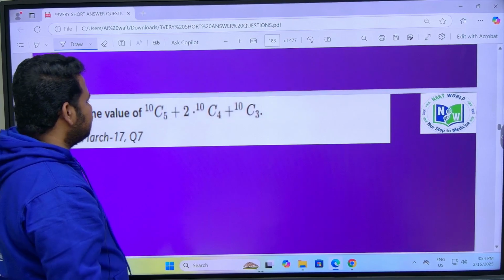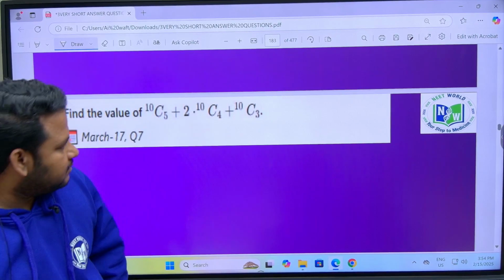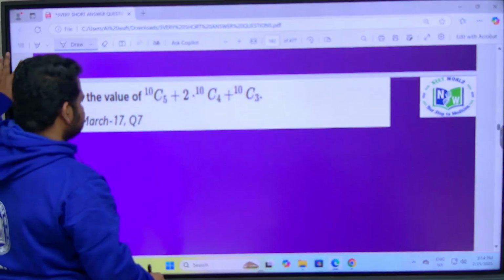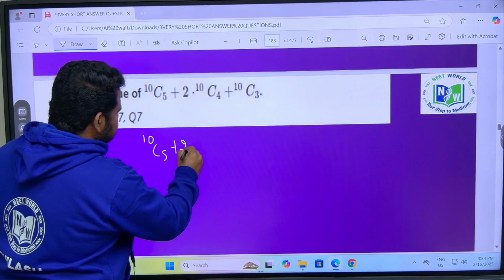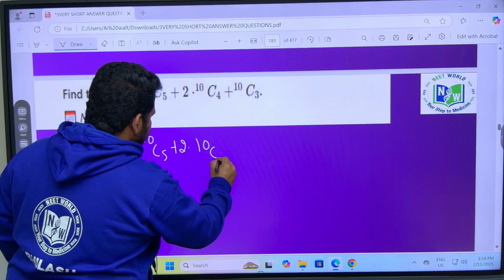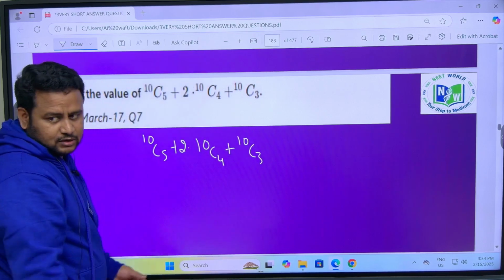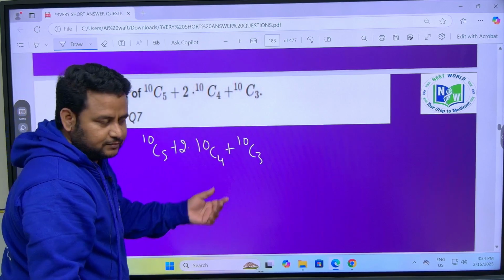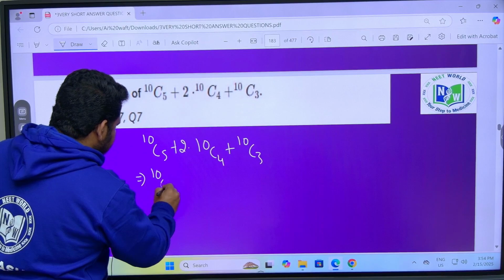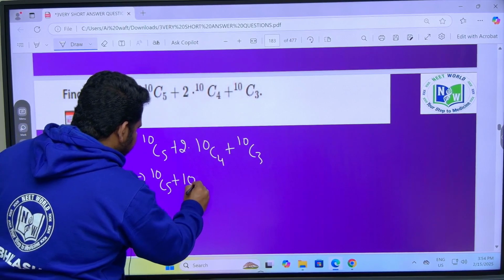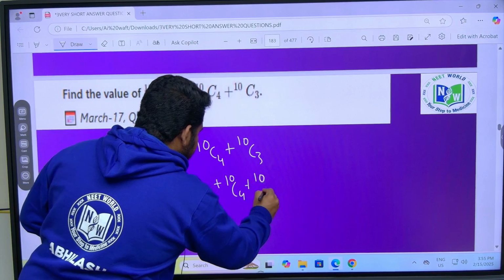Find the value of 10C5 plus 2 times 10C4 plus 10C3. Let me check the question. It is a simple question based on permutation and combination itself. 10C5 plus 2 times 10C4 plus 10C3. 2 times 10C4, I can write it as 10C4 plus 10C4. Like 2a can be written as a plus a. Similarly, I can write this as 10C5 plus 10C4 plus 10C4 plus 10C3.